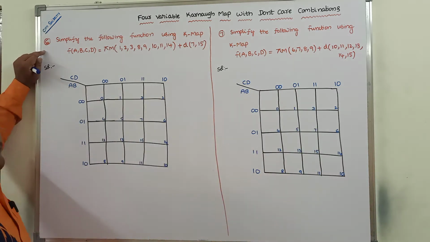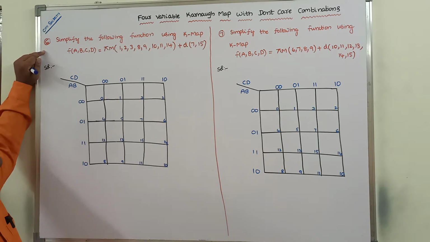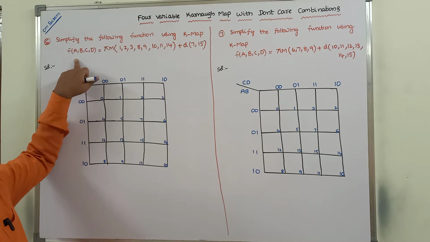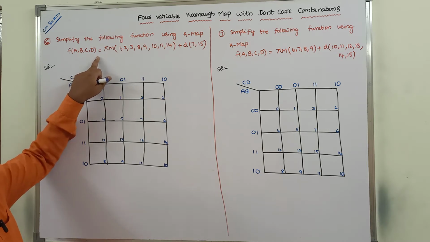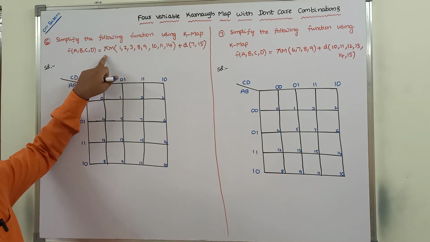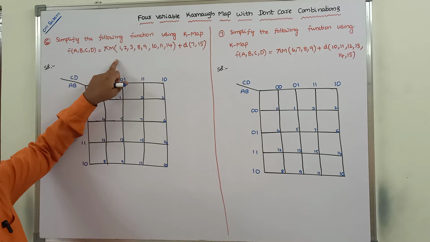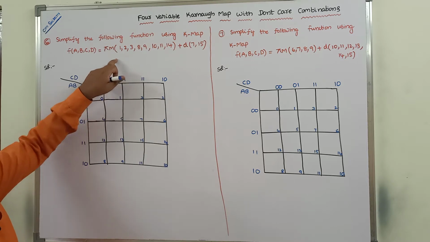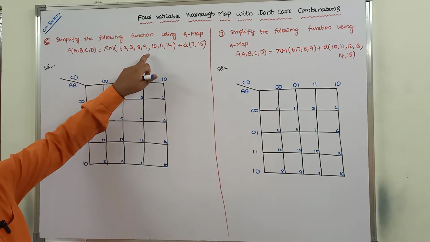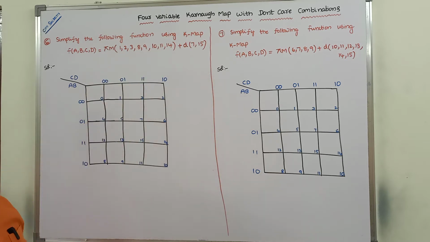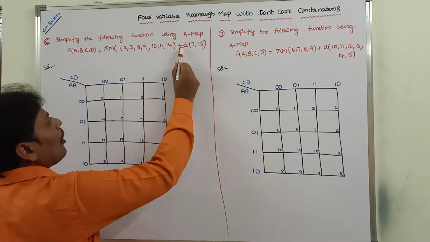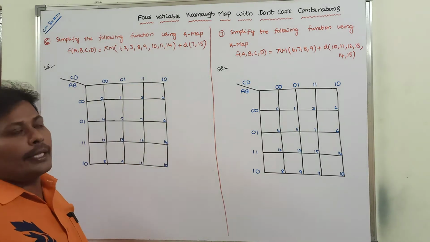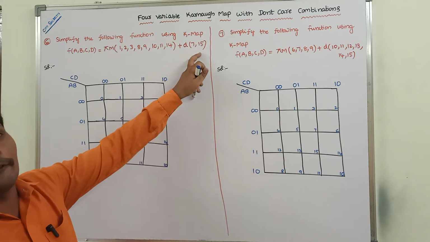Simplify the following Boolean function using Karnaugh map. F of a, b, c, d is equal to pi. Pi means product, capital M means max terms, product of max terms. What are the max terms we are given? 1, 2, 3, 8, 9, 10, 11 and 14. And don't care combinations are also given, that is 7 and 15.